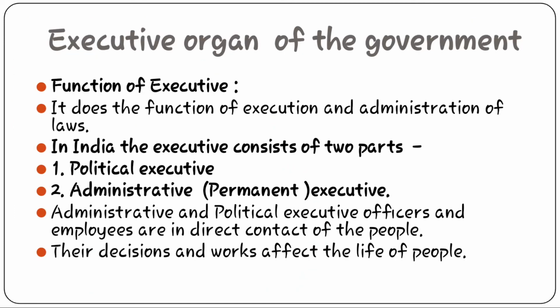Now, executive organ of the government. As I have discussed, the main function of the executive is to execute the rules and regulations. And the executive is divided into two, political executive and administrative executive. Administrative and political executive officers and employees are in direct contact with the people. Their decisions and work affect the life of people.